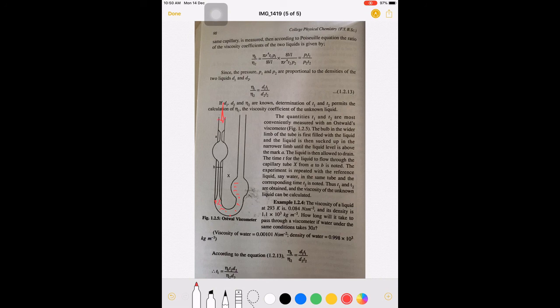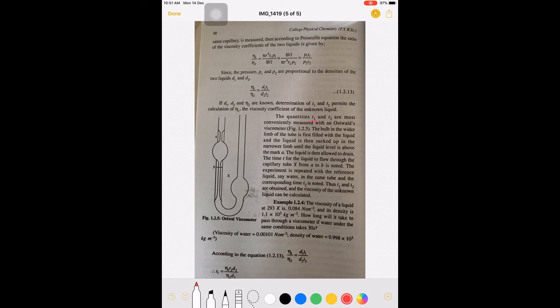When we suck this liquid upward, the liquid goes up to here. This is the mark for A, this is the mark for B. Slowly we open this tube, and the liquid comes downward due to gravitational force, and the time of flow from this mark to this mark is calculated. That is the time required for the liquid solvent to flow from mark A to mark B, measured by use of this viscometer.